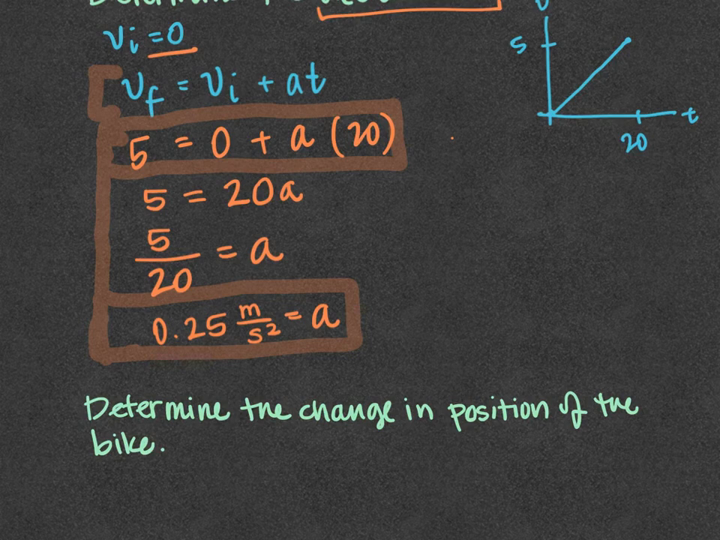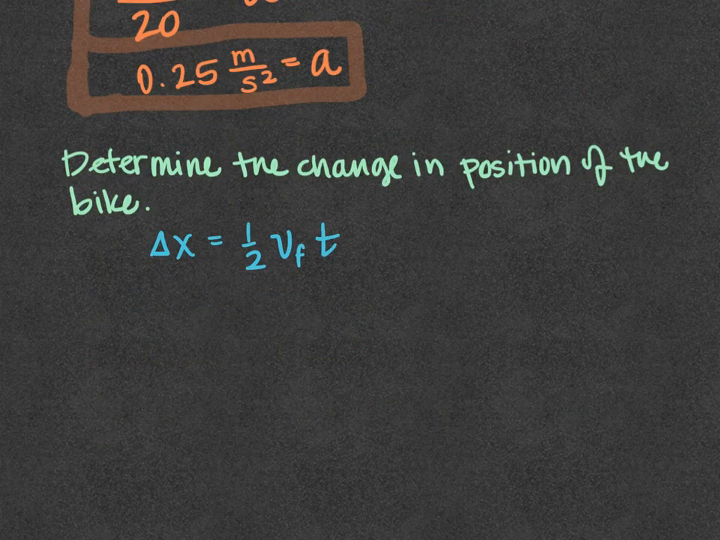Now let's determine the change in position of the bike. Again, we weren't initially given the graph. We could sketch it if we want to, but I do know that in general, I can use an equation for the change in position. Now, since this object started from rest, I can use the generic area equation of delta x is equal to 1/2 times final velocity times time. Now remember, this only works if the initial velocity, v initial, is 0. So we have to be very careful to only use it when it's appropriate. There'll be times when the initial velocity is not 0.